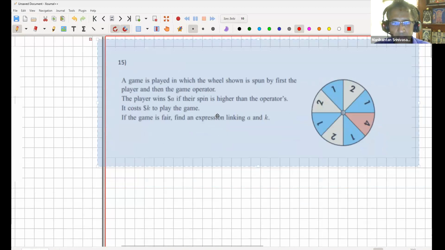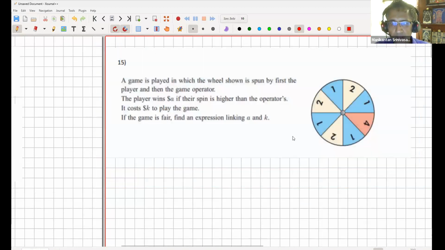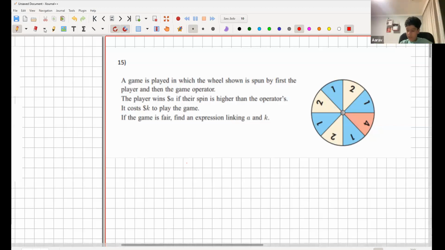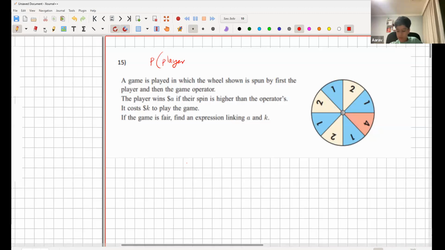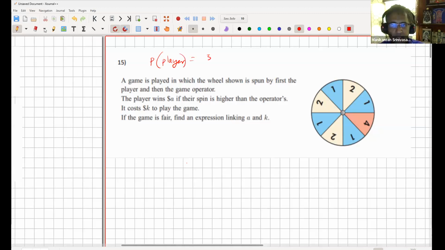Okay, a game is played in which the wheel is spun by the player and the game operator. Any answers for this one? Arav: Yes, sir. I didn't get an answer, but I figured that the first thing to do is to figure out the probability of the player winning. Tell me, what is the probability of the player winning? I got 5/16. 5/16. Okay.